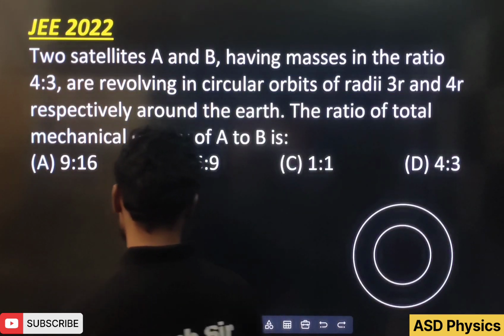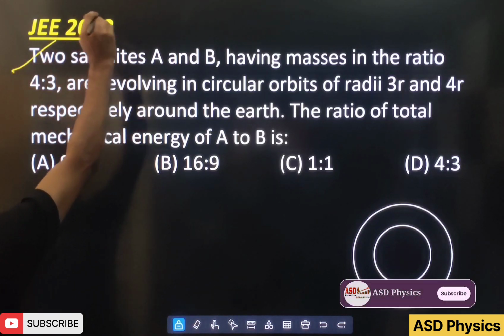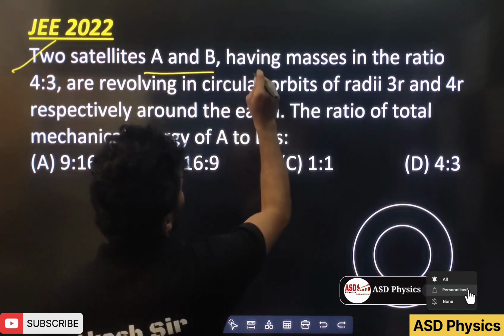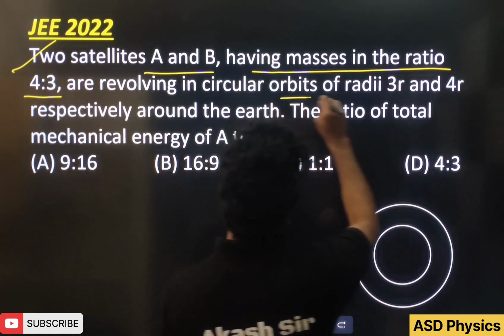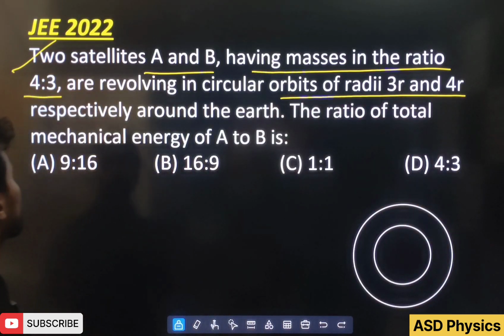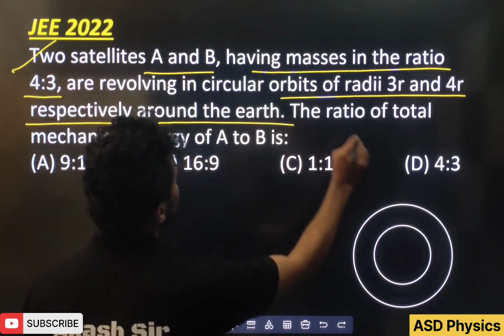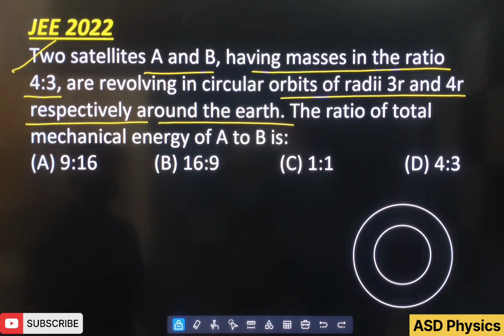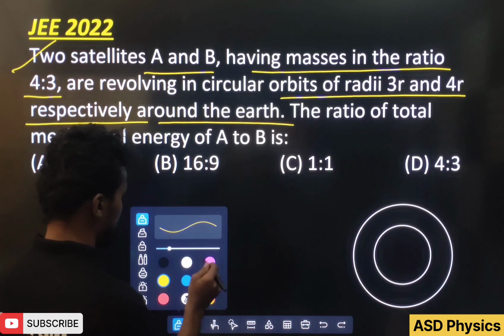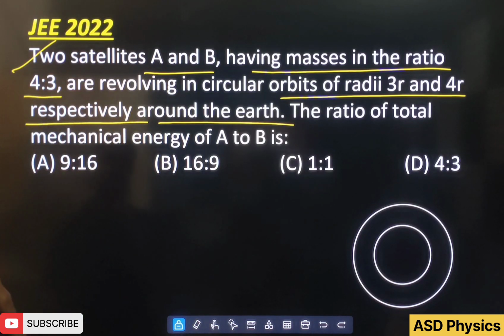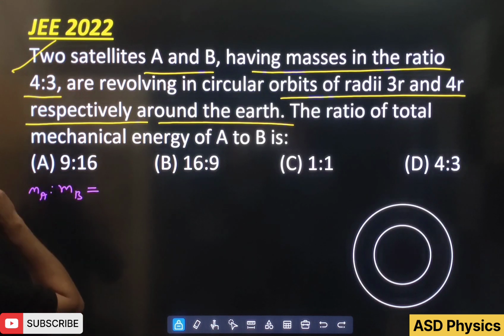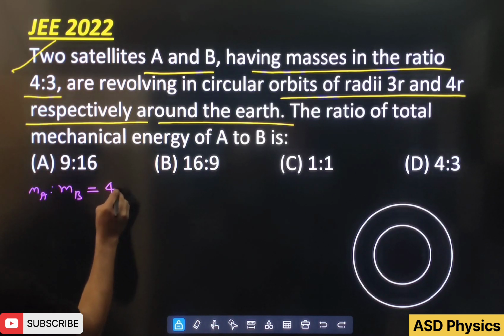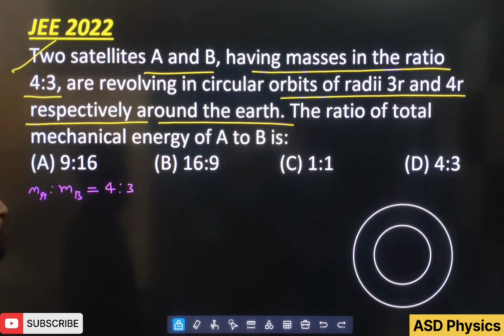Okay, next one, students, let's see please. Two satellites A and B having masses in the ratio 4:3 are revolving in circular orbits of radii 3r and 4r respectively around the earth. The ratio of total mechanical energy of A to B is how much here? Okay, students. So let's see, the mass ratio for the satellites, MA and MB, how much is given here? The mass ratio is 4:3, or you can write MA by MB equals 4/3, no problem.